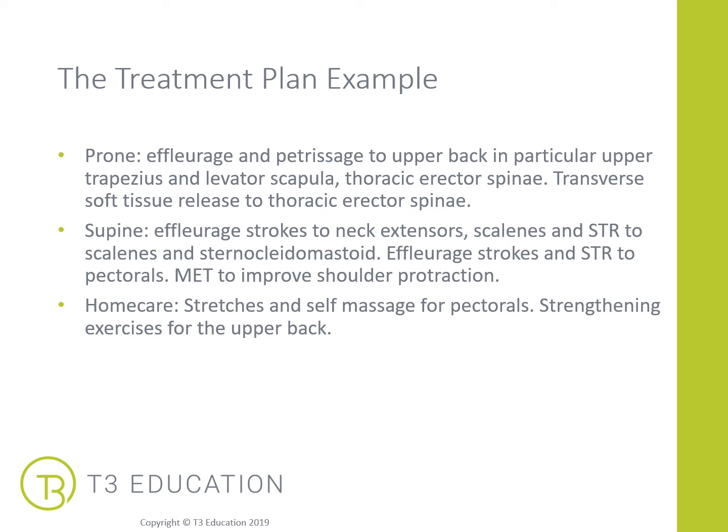Well, my short-term plan might be to do effleurage and petrissage to the upper back, in particular the upper traps and the levator scapulae, and into that thoracic erector spinae, so softening that whole area. But I want to do transverse work, STR in this case, to the thoracic erector spinae, so creating mobility through the thoracic spine. But when I turn the client over into supine, I want to focus my lengthening into the chest area. The neck extensors, the scalenes, STR into those scalenes, sternocleidomastoid, and just opening up the chest using some MET.